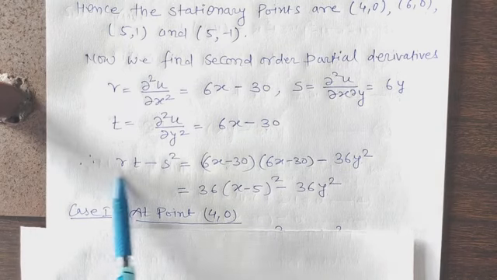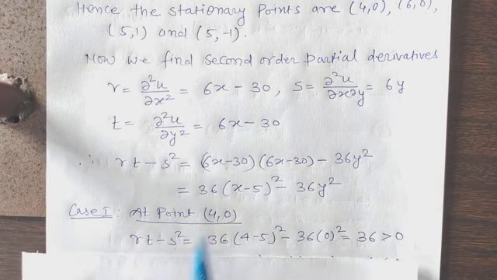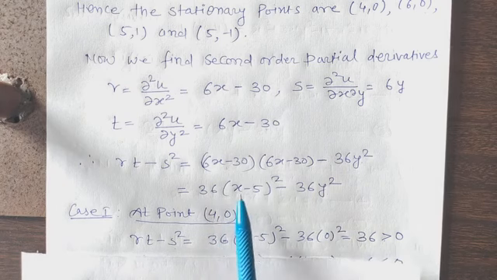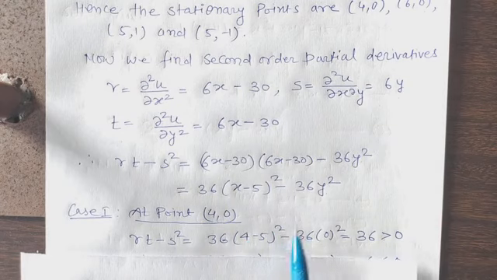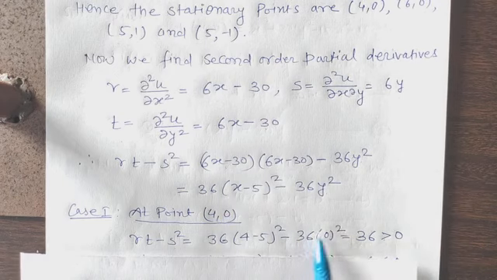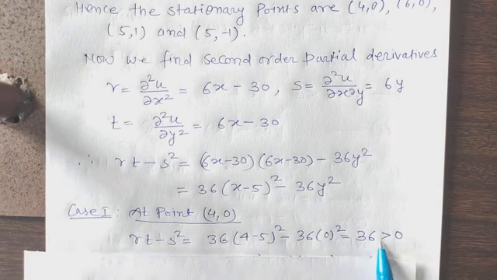Put 4, 0 in rt minus s square. We get rt minus s square is 36 (x minus 5) whole square minus 36 y square. x is 4, so (4 minus 5) whole square, minus 36 y square, and y is 0, so 0 square. So this is 0, and 4 minus 5 is minus 1, square is plus 1, so we get 36, which is positive, greater than 0.